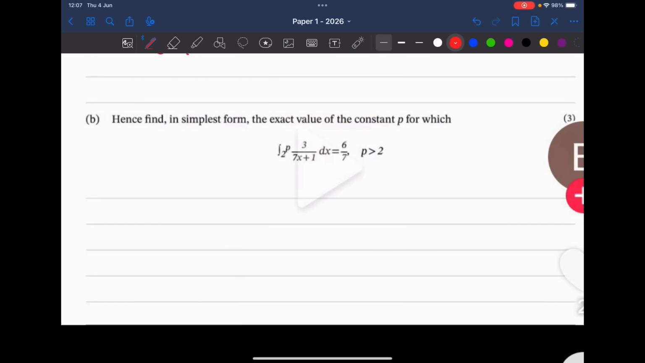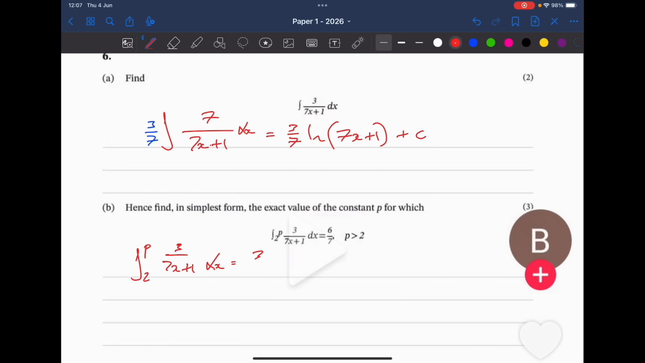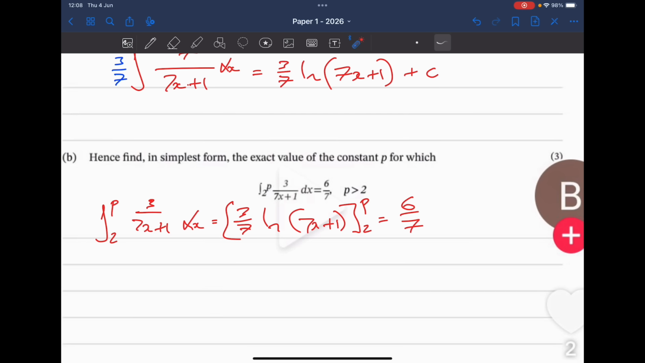But if we do it with the limits, you can see the question is very similar to the one we had before. We've got p and 2, and then it's the same thing, 3 over 7x plus 1. So we know that this is the same as what we have above. It's the 3/7 of log 7x plus 1. We just want to sub in those limits of p and 2, and then set that equal to the 6/7 we have above. So that's looking good. As we go and do this then, let's sub these bits in.